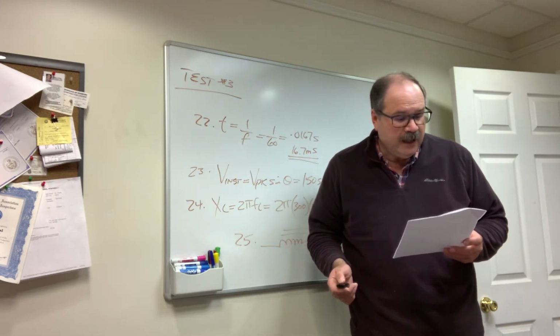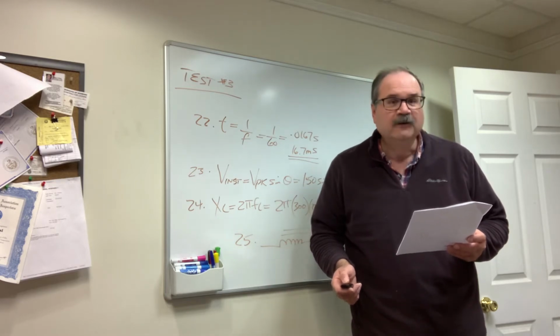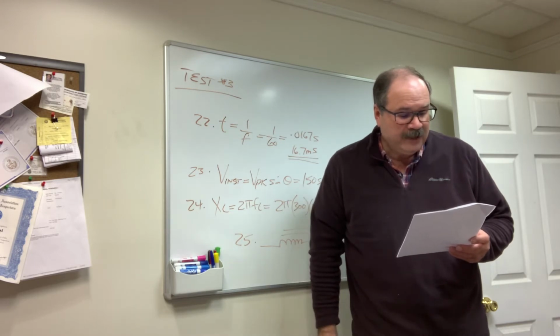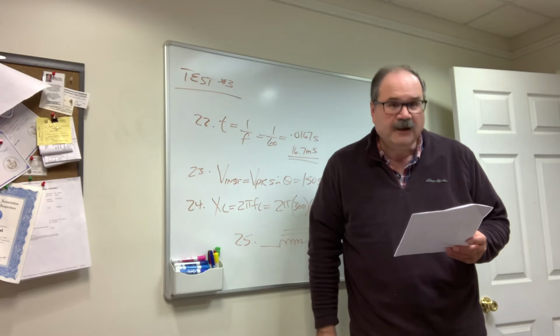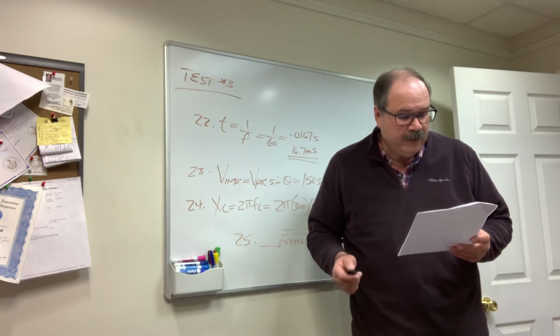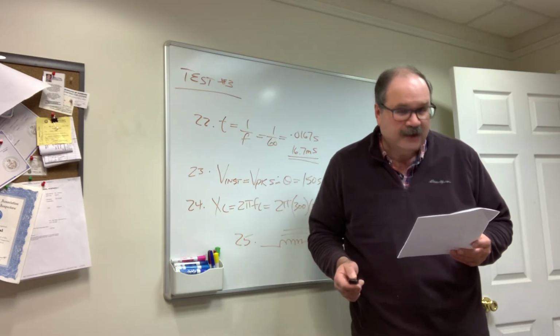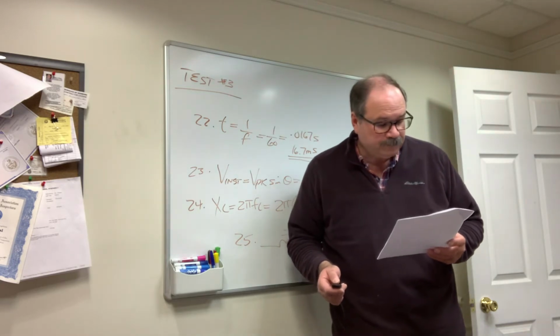Question 9, impedance in an AC circuit is total opposition to current flow. That's true. Question 10, the maximum positive peak voltage of an AC sine wave occurs at 90 degrees. That's true. Question 11, the maximum negative peak voltage of an AC sine wave occurs at 180 degrees. That's false. The maximum negative value occurs at 270 degrees.